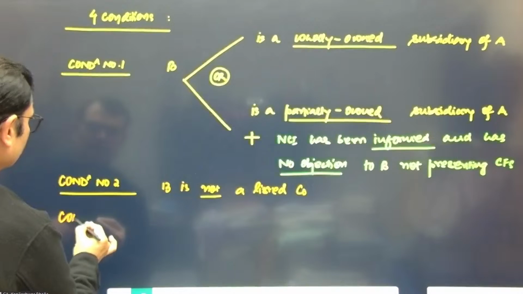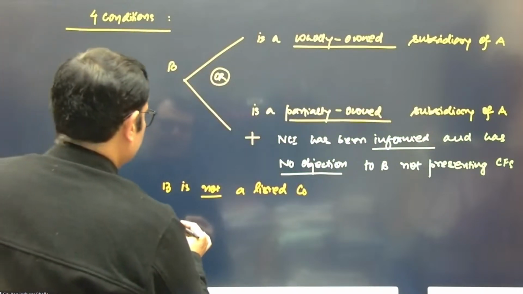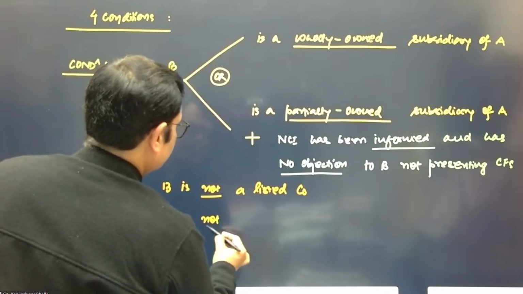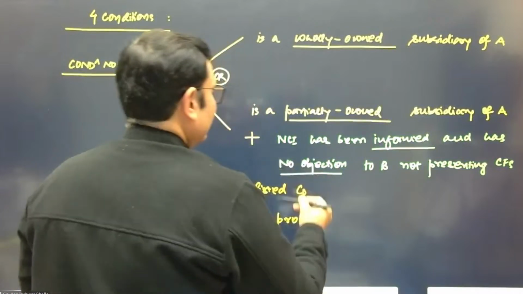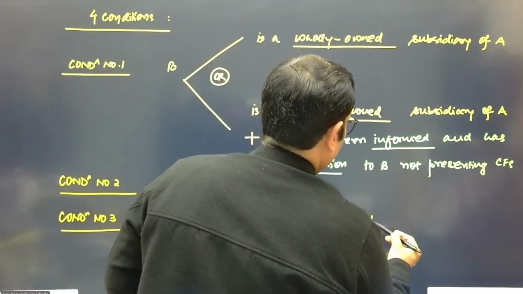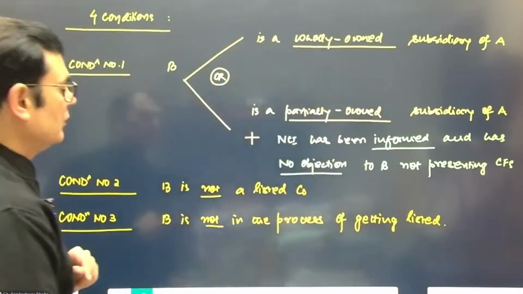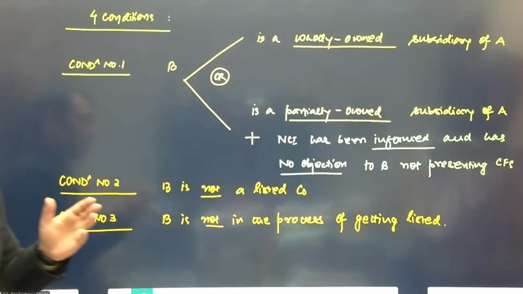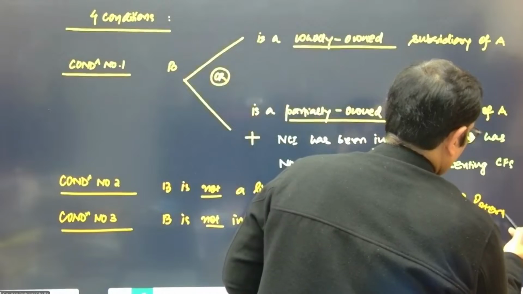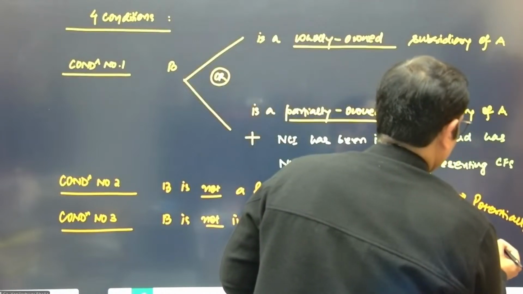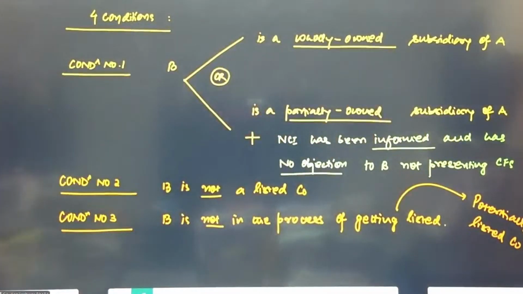Condition number three is similar. In terms of condition number three, we are saying B is not in the process of getting listed. So neither is it listed nor is it in the process of getting listed. I call this a potentially listed company. We can shortcall it a potentially listed company.